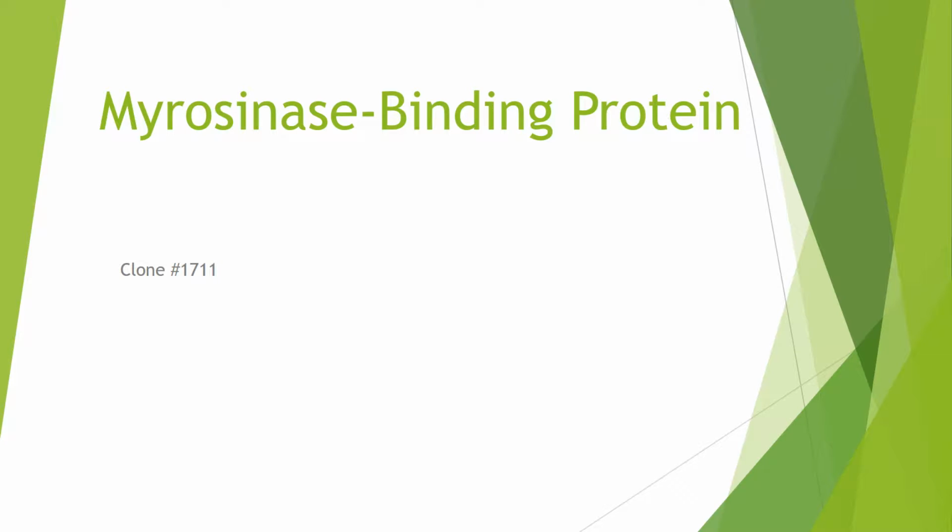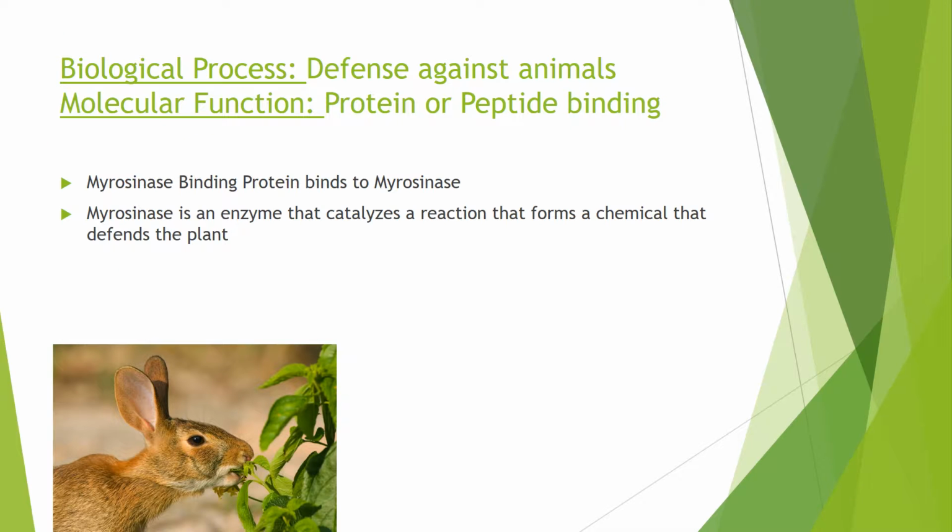So my gene, expressed myrosinase binding protein, is clone number 1711. Biological process is defense against animals, and the molecular function was protein or peptide binding. The myrosinase binding protein binds to the myrosinase, ultimately forming the myrosinase complex.